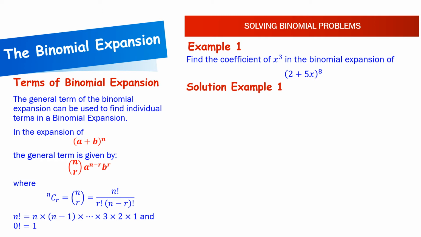So let's solve this. The x cubed term is 8 choose 3 times 2 to the power 8 minus 3 times (5x) all raised to the power 3. Here we substitute n equals 8, r equals 3, a equals 2, and b equals 5x.